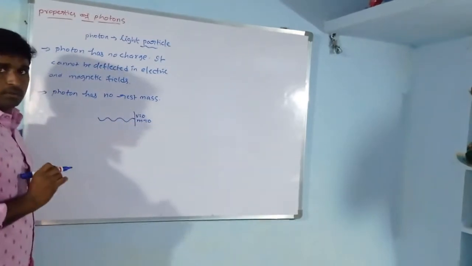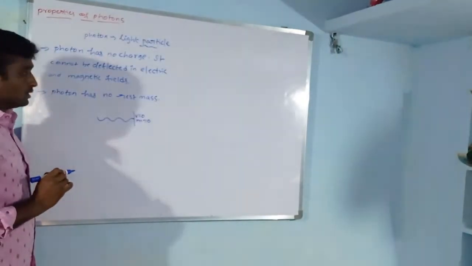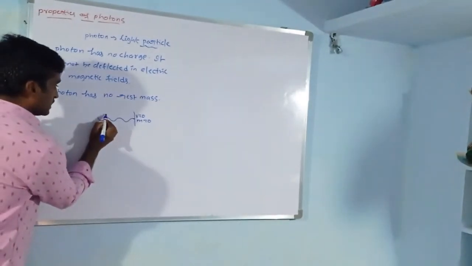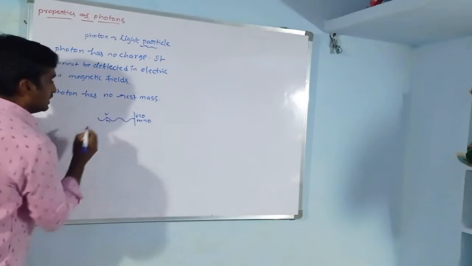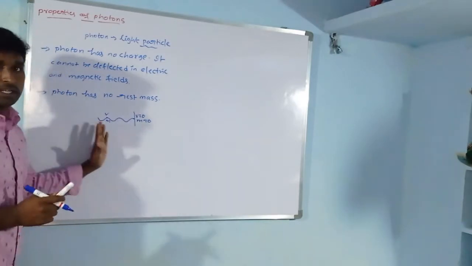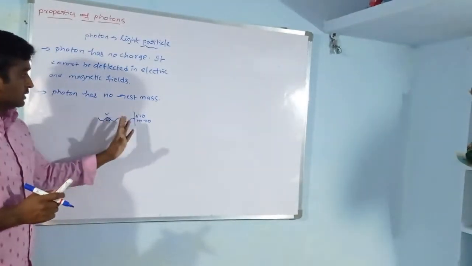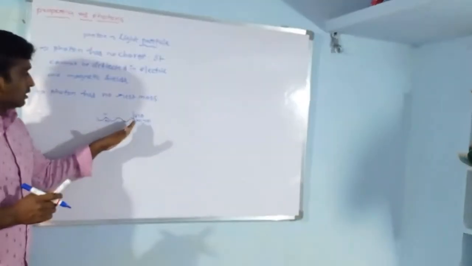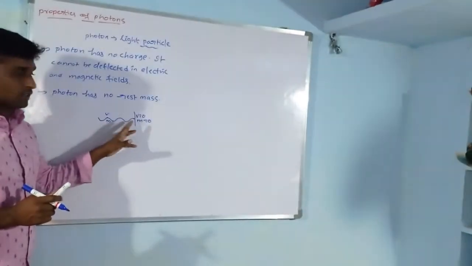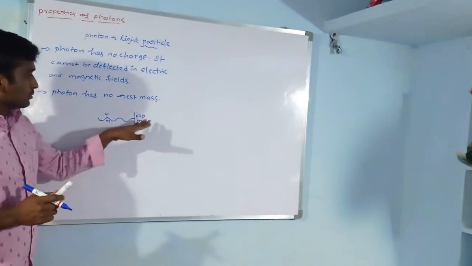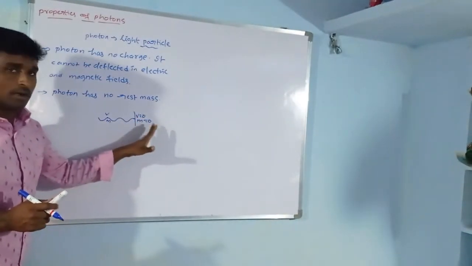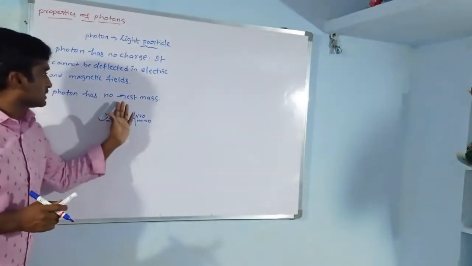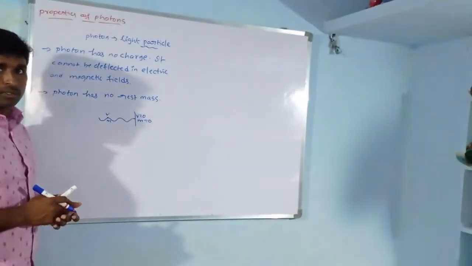It has mass only when it is in motion. When it is in motion, it has certain velocity and certain mass, which means it has momentum. When this photon hits or interacts with matter, the velocity of the photon becomes 0, so due to that mass is also 0. That's why photon has no rest mass.